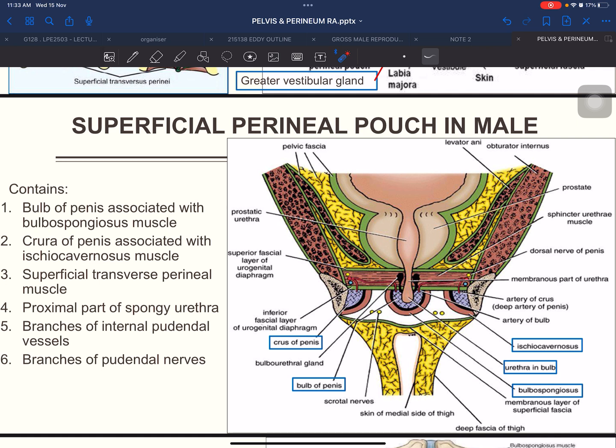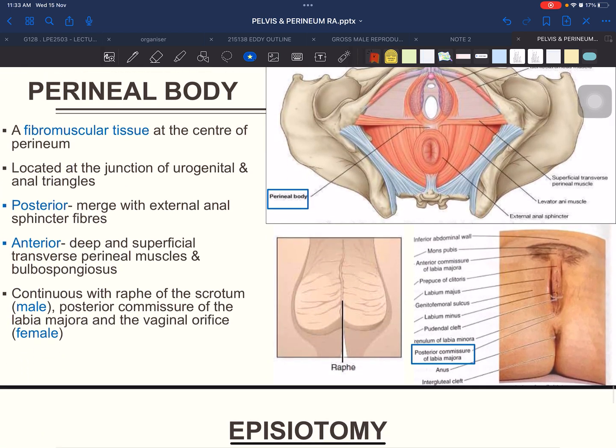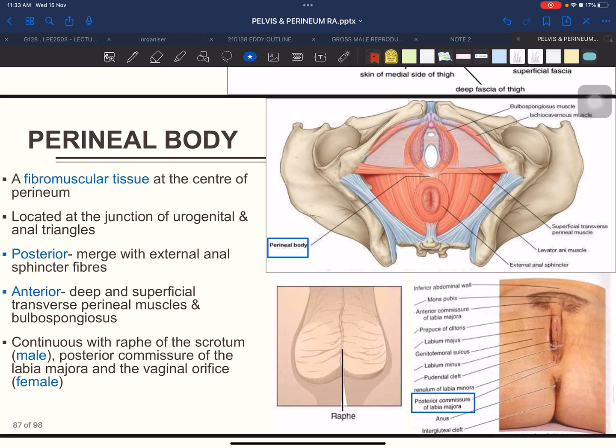Now, the perineal body. This is the perineal body, the fibromuscular tissue at the center of the perineum, located at the junction of the urogenital triangle and anal triangle. Posteriorly it merges with the external anal sphincter fibers, and anteriorly the deep and superficial transverse perineal muscle and bulbospongiosus. It merges and continues with the raphe of the scrotum in male, and the posterior commissure of the labia majora and the vaginal orifice in female. It's continuous like that. I will explain again in the male and female reproductive system.